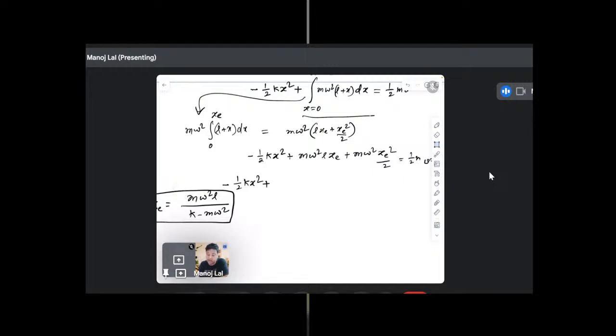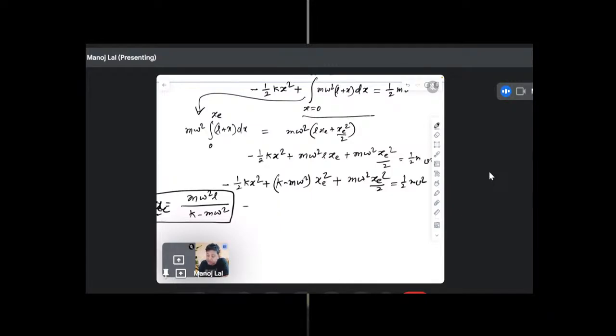So I can say m omega square L is equal to k minus m omega square into xe. This is xe, right? Xe into xe is xe square, plus m omega square xe square by 2 is half mv square. So some calculation is there.